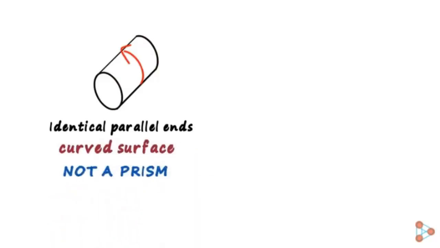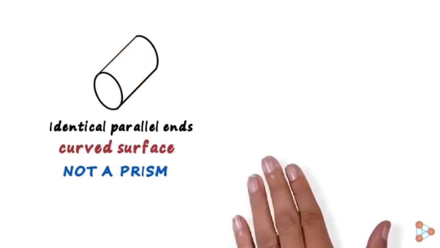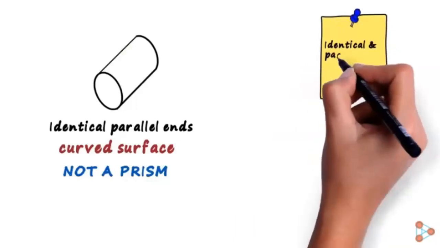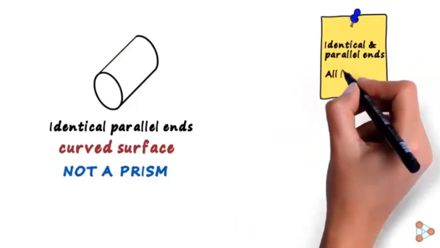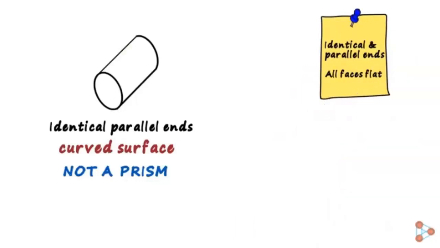I want to emphasize there are only 2 things that make a 3-dimensional shape a prism. Identical and parallel ends. And all its faces flat. Here, the ends are flat, but the surface is curved. So it's not a prism.